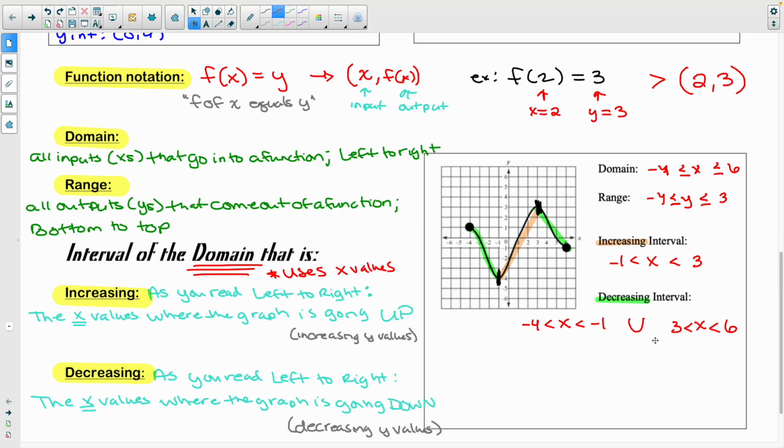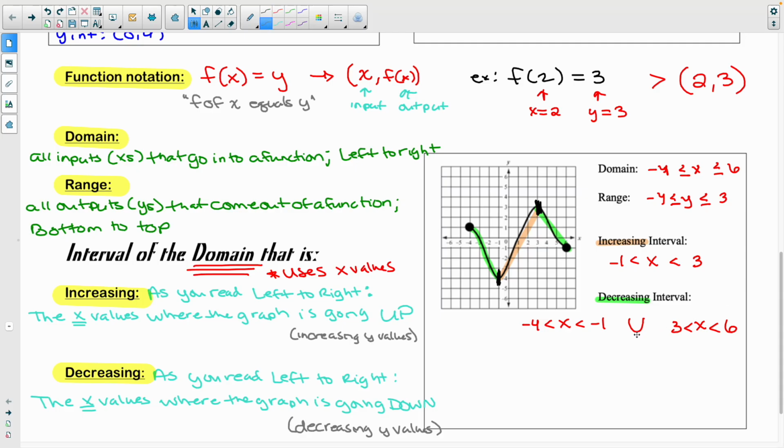Now, if we look at our domain real quick, we see that our smallest number on our domain is -4. And if we look at all these intervals, -4 is your smallest number. And then your biggest number is 6, and we can see in all of these intervals that 6 is the largest number. So that's why it is the interval of the domain, because we're using from -4 until we get to 6.